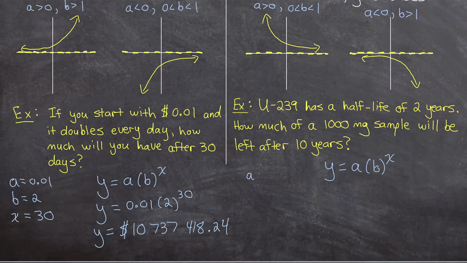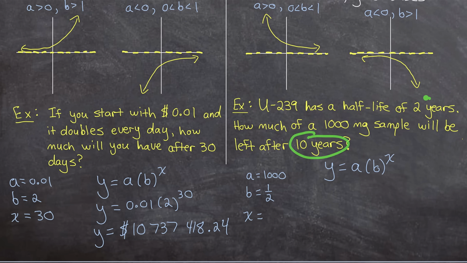So my initial value is what I start with, a. We know that we start with a 1,000 milligram sample. B is the base of the power. That means what are we multiplying the initial value by repeatedly? Well, we're multiplying it by a half every 2 years. So the base of our power is a half. And x, the exponent on the base, is the number of times that we need to multiply the 1,000 by a half. Well, in 10 years, how many times is it going to be cut in half?